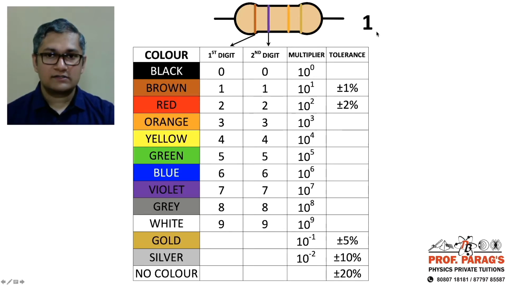What's the second band here? Can I say it looks like violet? And for violet, in the second digit, and even the first digit for that matter, what's the number? It is 7.